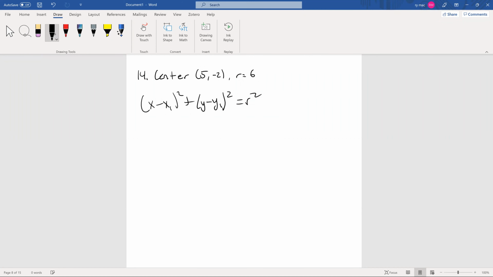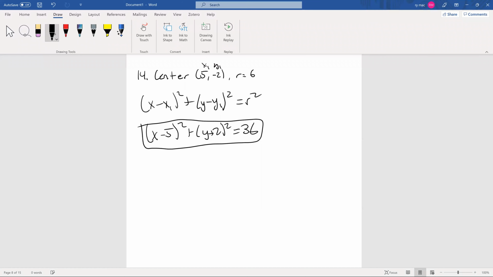That is your equation. (x minus x1) squared plus (y minus y1) squared is equal to r squared. Obviously your center point is your x1 and y1, and r is equal to 6, that's your r. Then just plug in. So (x minus 5) squared plus (y plus 2) squared is equal to 36. And that is your equation for the circle.